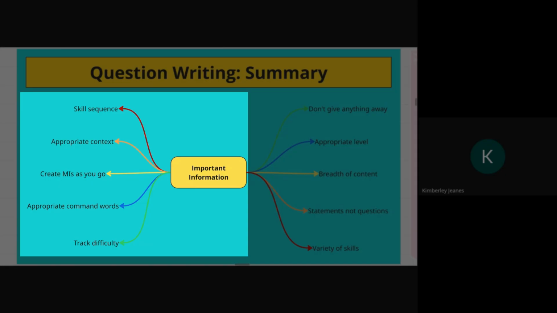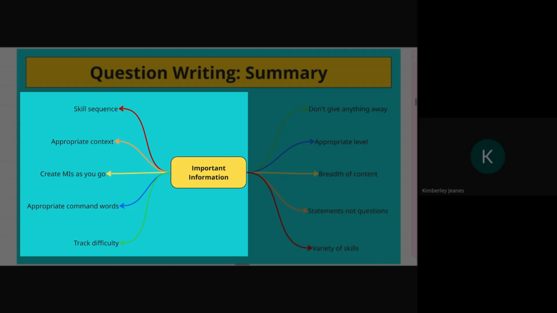Another important thing is to make sure the context is appropriate. You need to really know your audience. The scenario must be easily understood by 15, 16, 17-year-old pupils. And regardless, you must not assume any prior knowledge about something. So be really explicit with your examples.